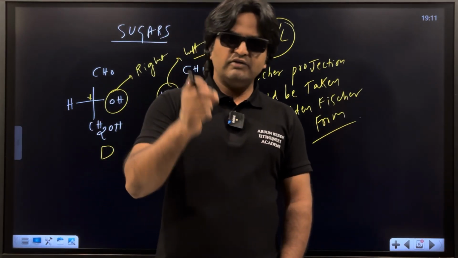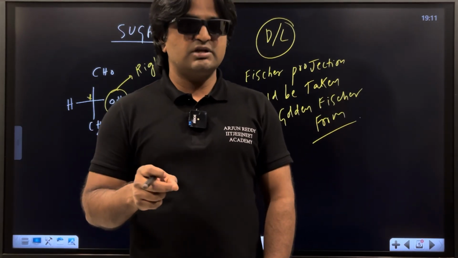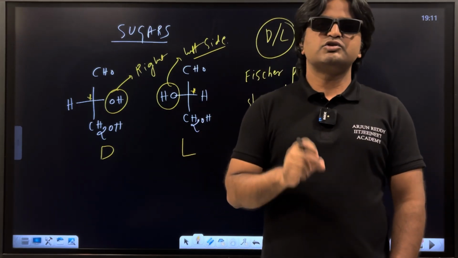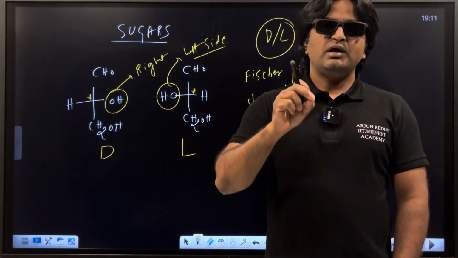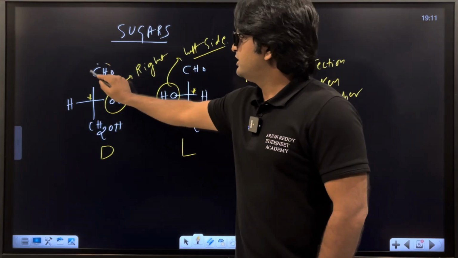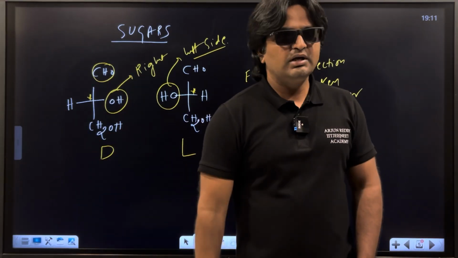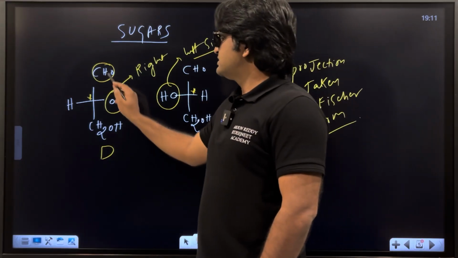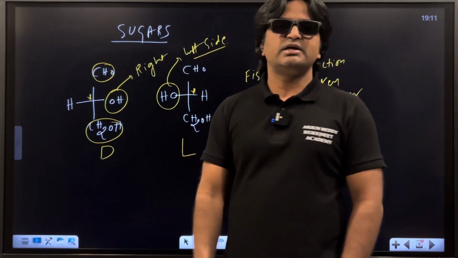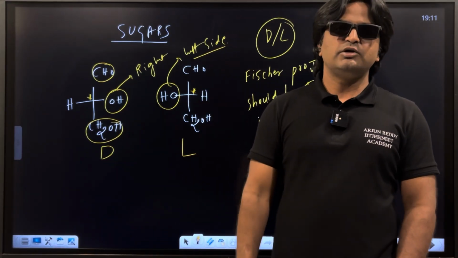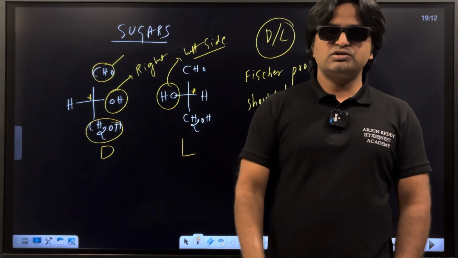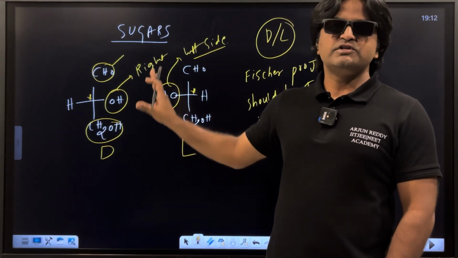So if you want to write the Fischer projection or golden Fischer projection, first important point, the maximum number of carbon atoms should be on the vertical line. And what do we take at the top of the vertical line? At the top of the vertical line, we use the more oxidizable group. For example, here CHO and CH2OH groups are there. Which is the more oxidizable group? CHO is more oxidizable when compared to CH2OH. Okay, this is our golden Fischer form.